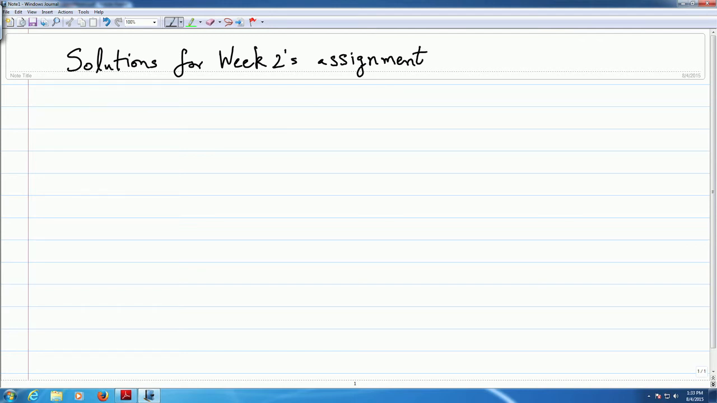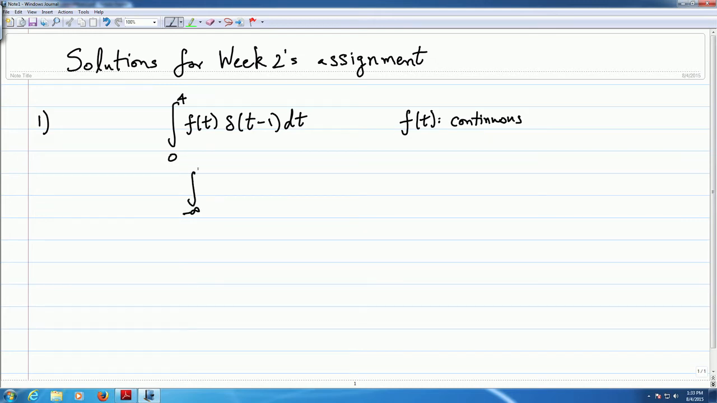Okay. So the first question asks you to evaluate this integral from 0 to 4 f of t delta t minus 1 dt. Okay. So one needs to use one of the properties of the delta function, and it is also mentioned that f of t is continuous. Okay. So one of the properties of the delta function that you need to use here is this sifting property, integral minus infinity to infinity f of t delta of t dt equals f of 0.